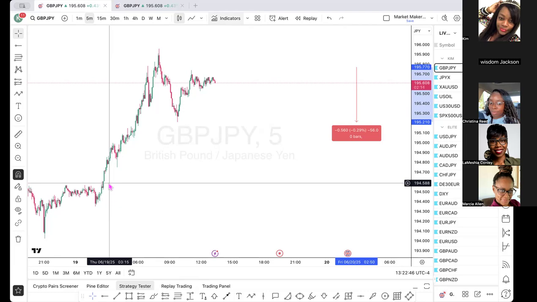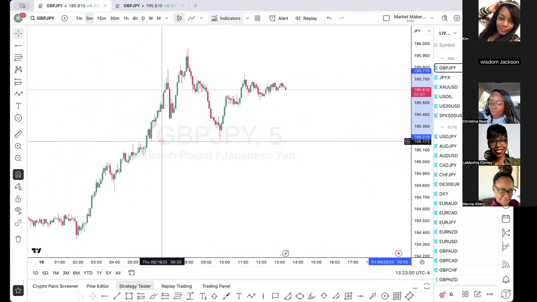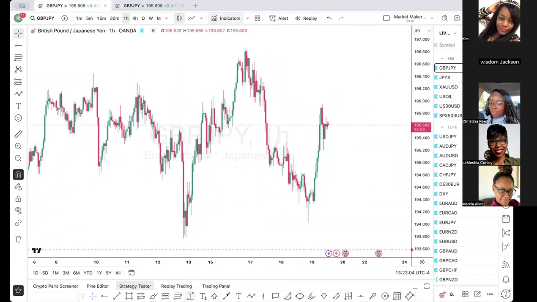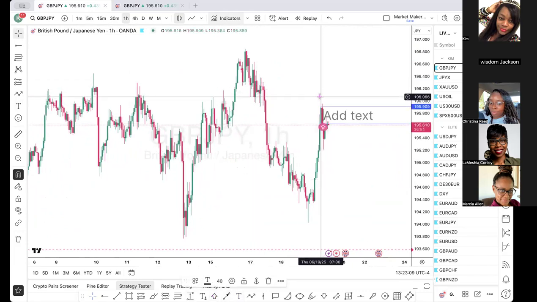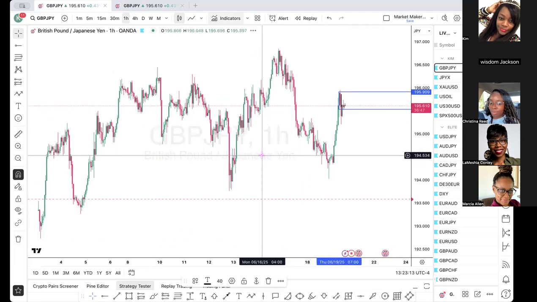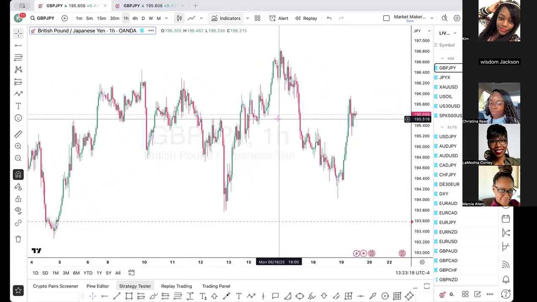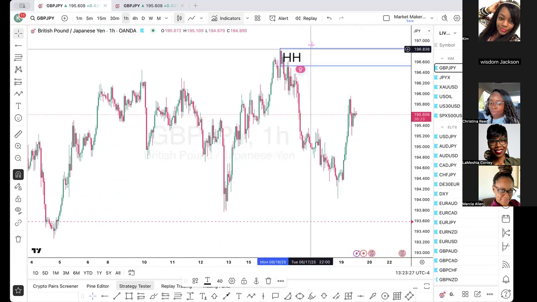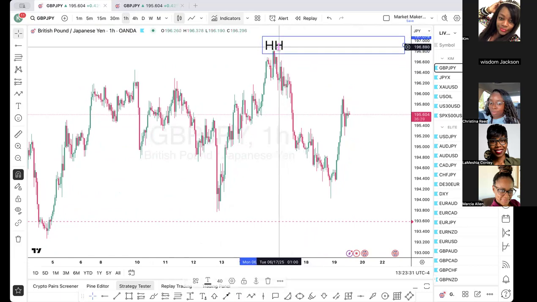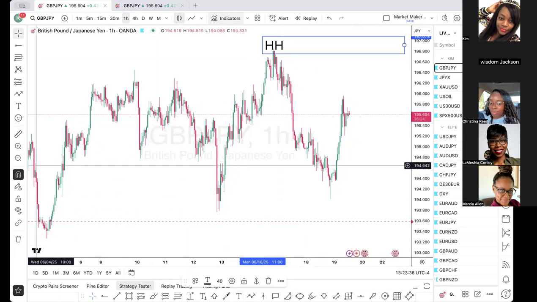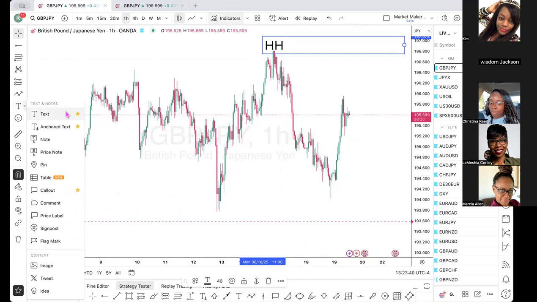I was still trying to get familiarized. I know you have a video with the tools. I just didn't know how to put the higher high, higher low. You can just use the text tool to mark up higher high. It's right here, this little text tool, and you can add it to your favorites. I have the text tool, the anchor text tool, and the call out box.